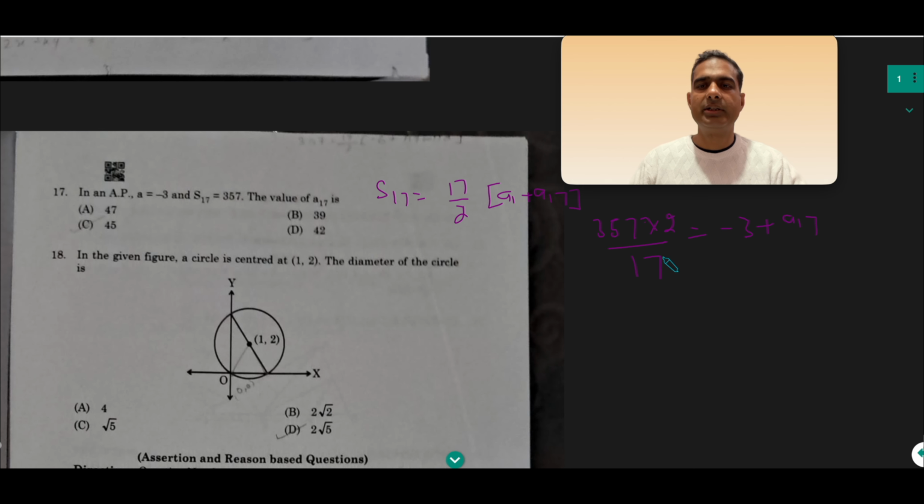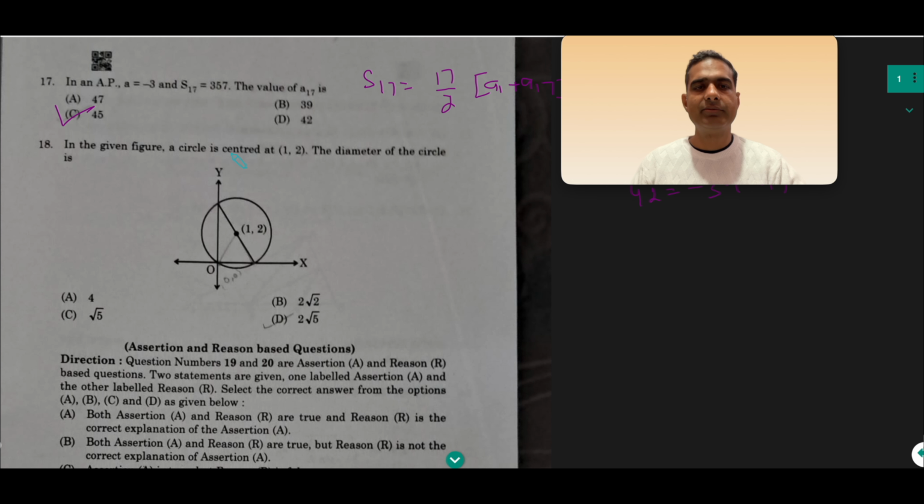So from here we can see this will be 21, and 21 into 2 is 42. So 42 is equal to minus 3 plus a17. So a17 will be 42 plus 3, that is 45. So option C will be your answer for the question number 17.